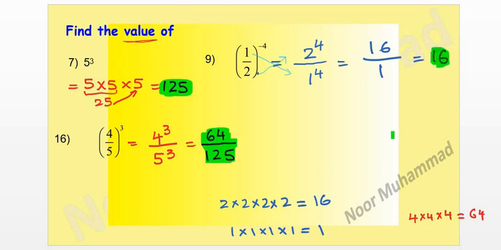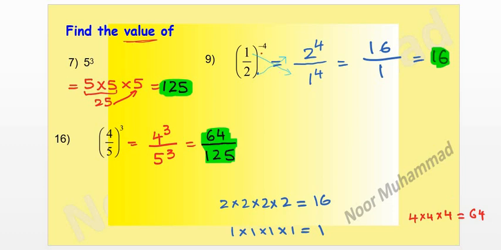So this is how you can find the values of different types of questions. If you have just a whole number base and then you have an exponent above it, or you can say index, that means multiply it as many times as the index is saying. If you have a fraction and the exponent is positive, that means this power is for the numerator and for the denominator, right? Then finally, after writing the powers above these bases, you have to expand to get the answer.